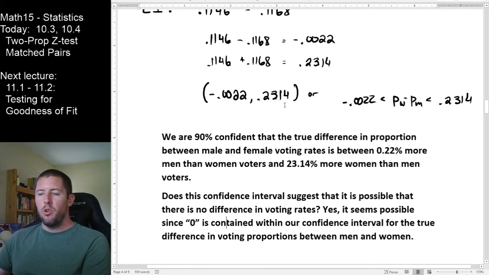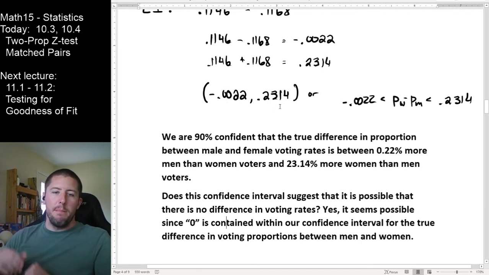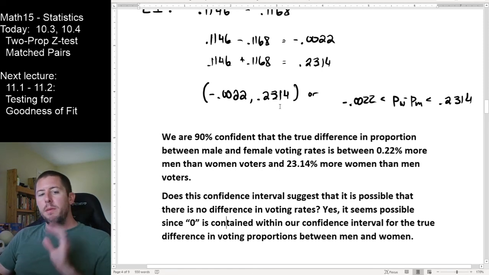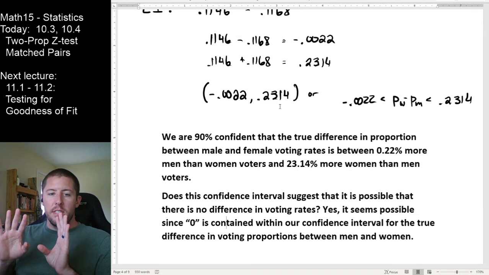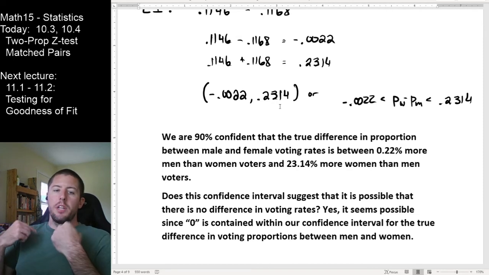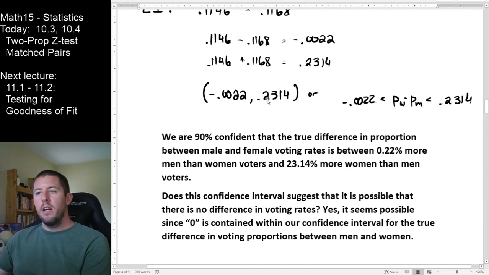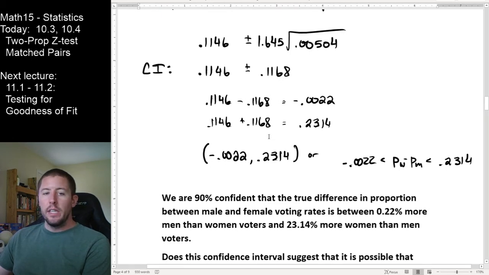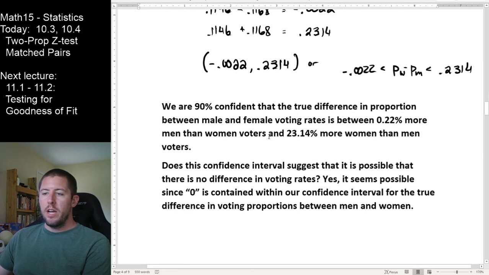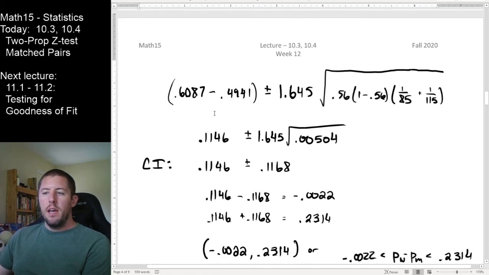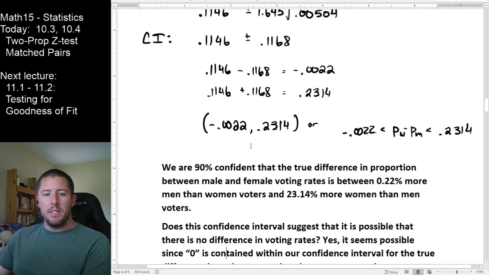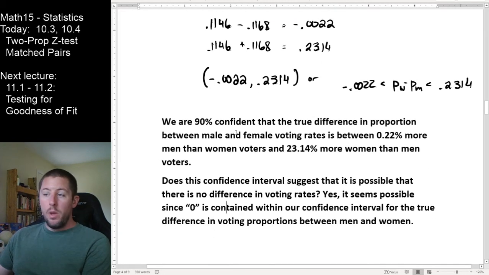A vast majority of our interval is in the positive numbers, and since we set our subtraction up to be the proportion of women minus the proportion of men, any positive numbers are going to suggest that the proportion of women was larger than the proportion of men. So notice here, the ordering of the subtraction really did matter for how we answered our question. If we would have done this subtraction differently, then we would have gotten the negative of this result. We would have gotten a positive number here and a negative number here, and we would have inverted our interpretations here relative to the men and women.